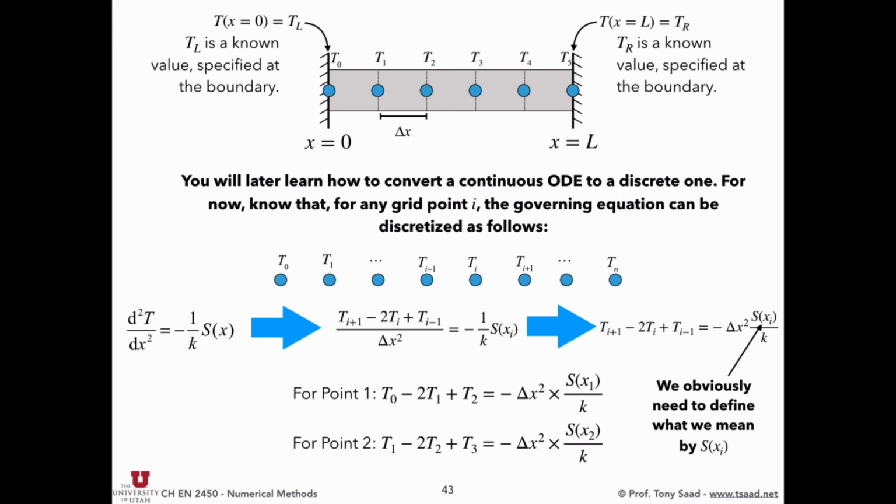So now, know that this is the case. Don't worry about how we got this. I'm going to give you these equations. So obviously we need to define S of x. What do we mean by S of xi? Just like we assigned a value for the temperature at each point, it just so happens that that temperature is an unknown. Our goal is to find the temperatures T1 through T4.